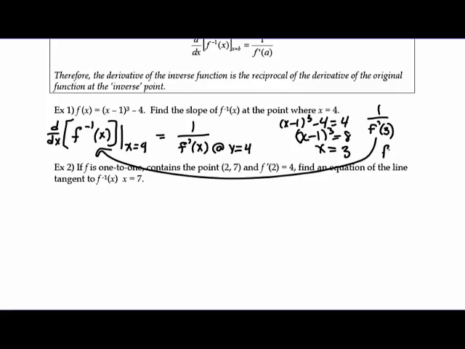So f prime, using the chain rule, is 3x minus 1 squared times 1. So f prime of 3 is going to be 3 times 2 squared, which is 12. So 1/12 is the derivative of the inverse at 4.